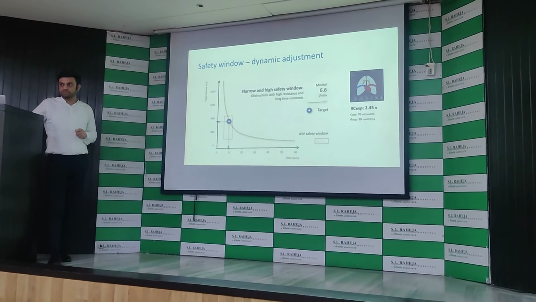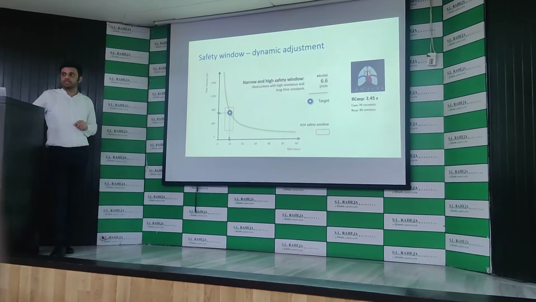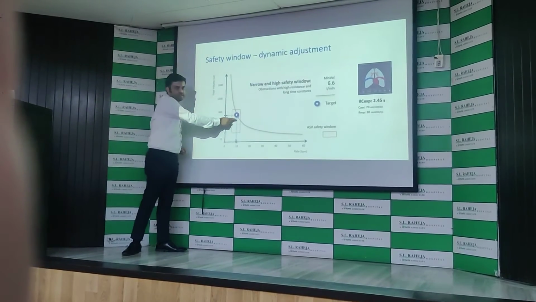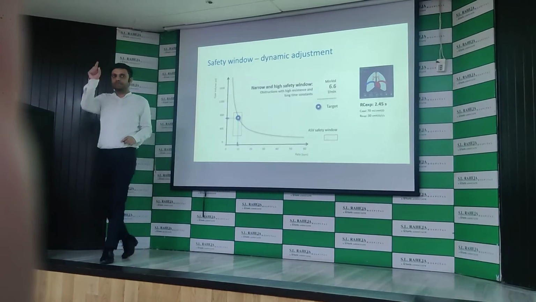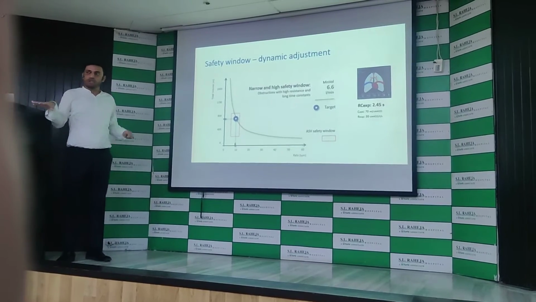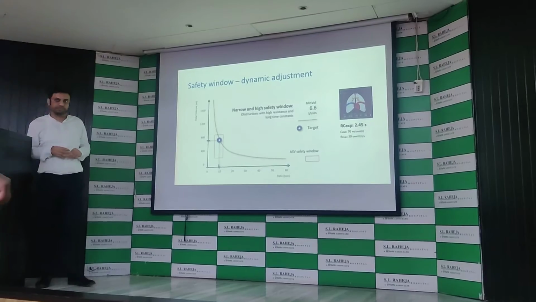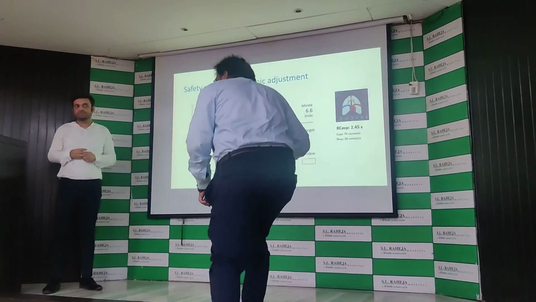Suppose if it's a barotrauma, why should the safety box change? The box will change. So what happens is, how is the safety box calculated? The safety box is calculated based on the pressure, the compliance and the resistance.